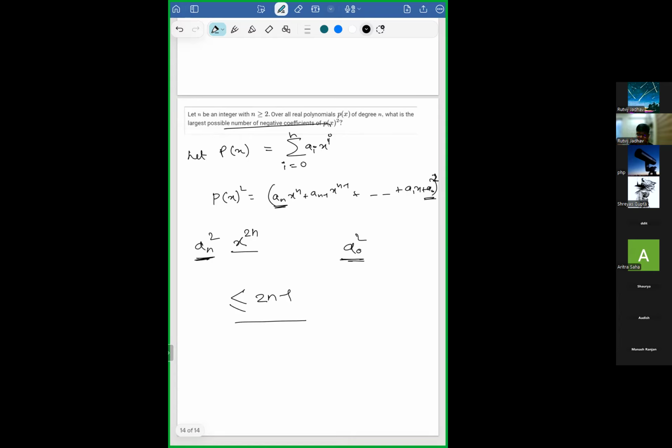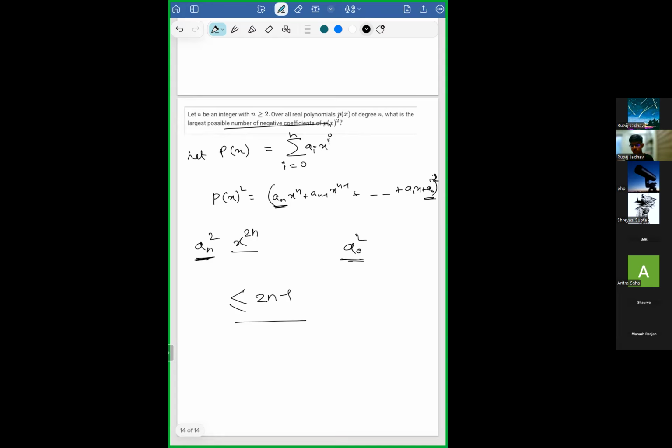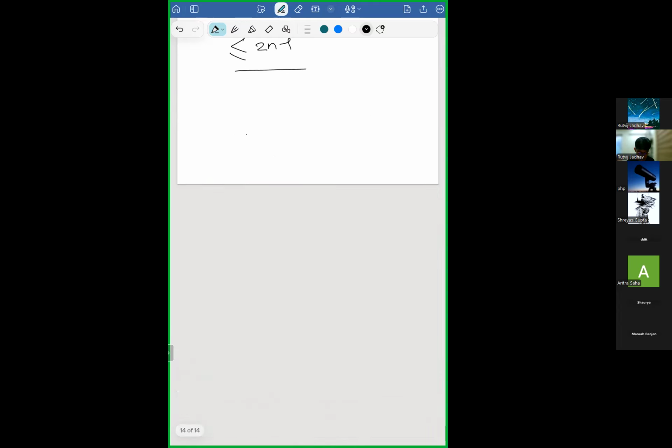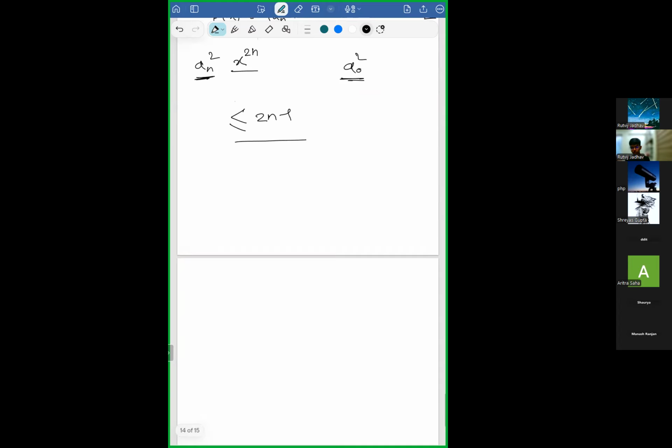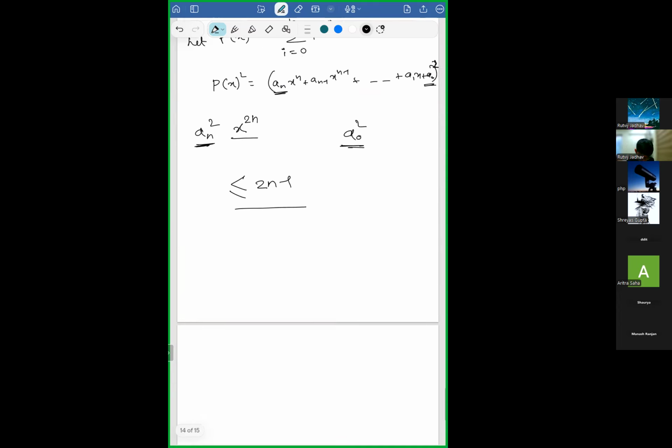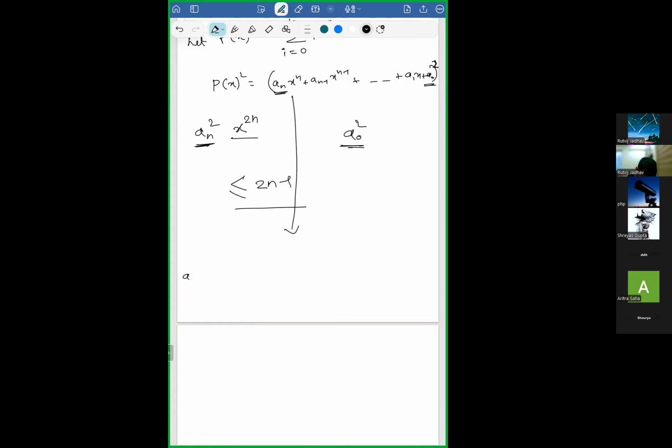Okay, so if you want to see if 2n minus 1 is possible, let's just assume that it is possible, and then we would see if we can find a construction or get a contradiction. Right. So let's say that there exists a polynomial p of x, such that after squaring it, 2n minus 1 of its coefficients, basically all the coefficients other than a n square and a naught square, are negative. So if we just see some of the first terms we get, can someone tell what would be the coefficient of x raised to 2n minus 1?